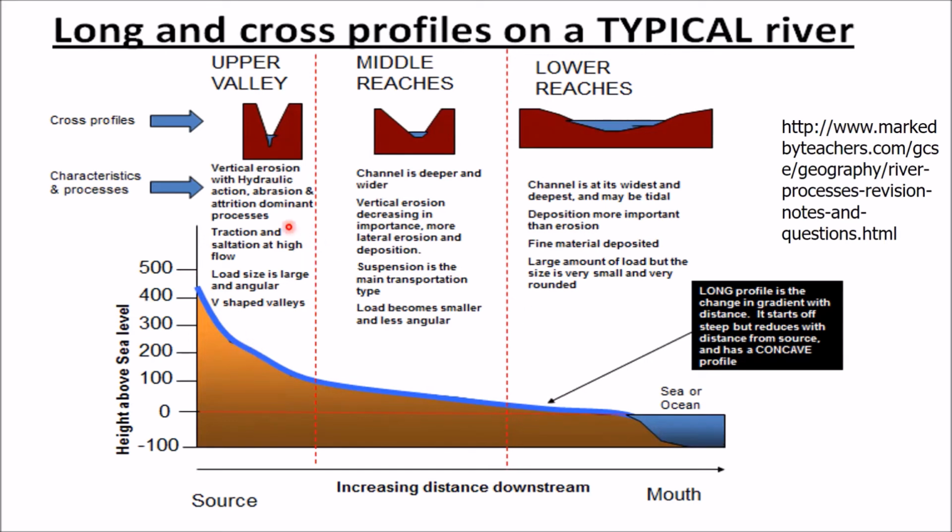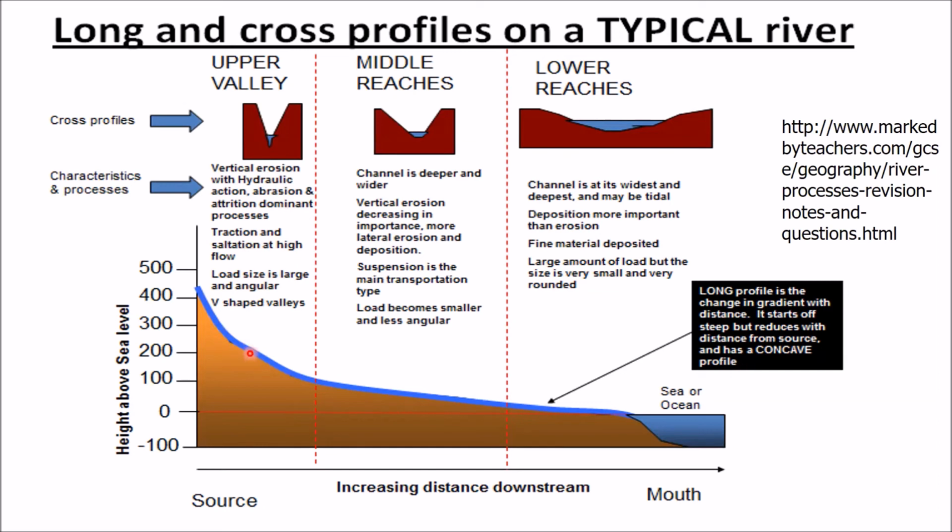For example, in the upper part, normally the valley is narrow, in a V shape, and vertical erosion occurs, cutting down the bottom of the stream. Abrasion and attrition are the dominant processes, and traction and saltation at high flow. That means the particles move at the bottom mainly, not in a suspended state, normally by traction and saltation.